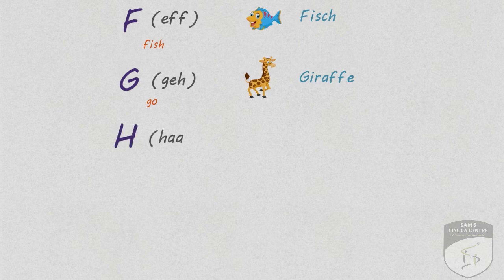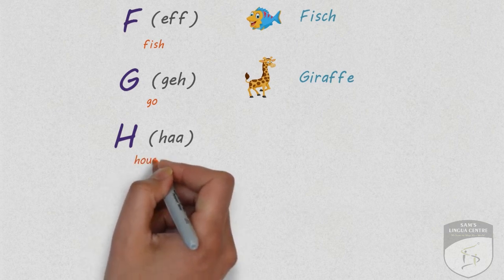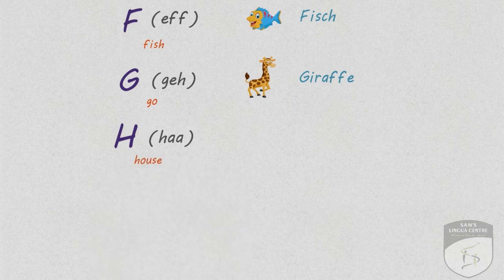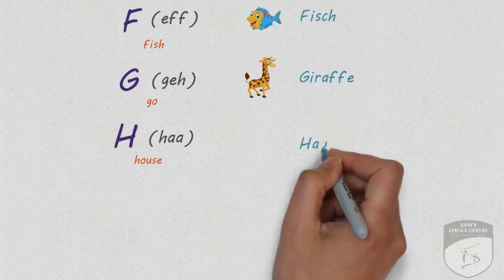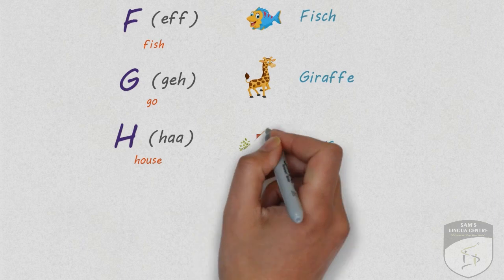H. H is pronounced like the word house, and the German translation for house is Haus. That's pretty easy. Haus.